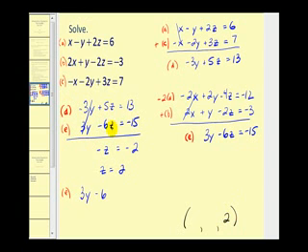We have 3y minus 6 times z, but now we know z is 2. So it looks like we have 3y minus 12 equals negative 15. So we're going to go ahead and add 12 to both sides. That will give us 3y equals negative 3. Dividing both sides by 3, we have y equals negative 1.